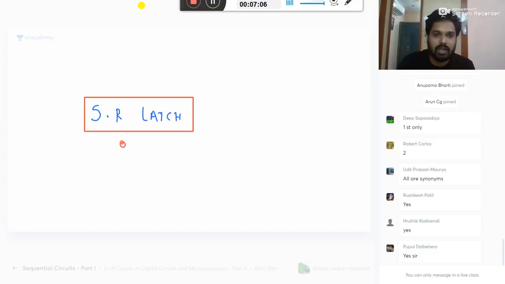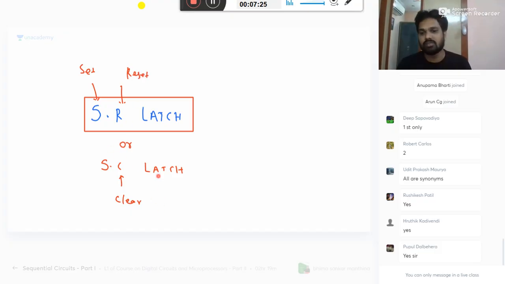It is also called SC latch. Here C is for clear, S for set, and R for reset. Reset or clear, you can call. Okay, SC latch is not a new latch, it is the same as SR latch only.